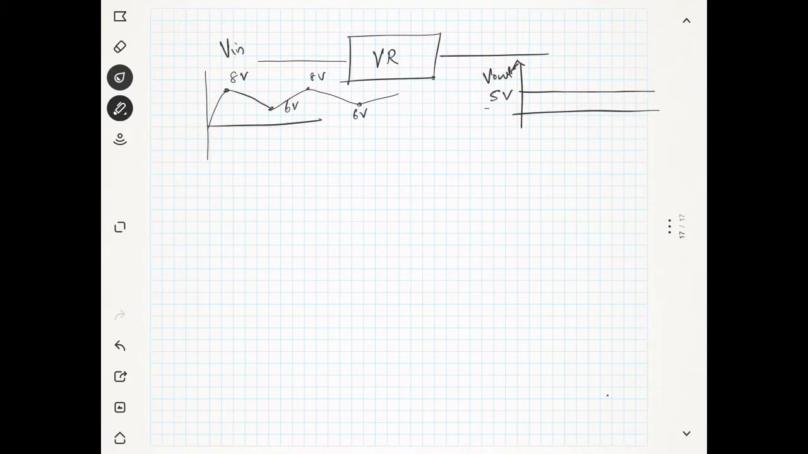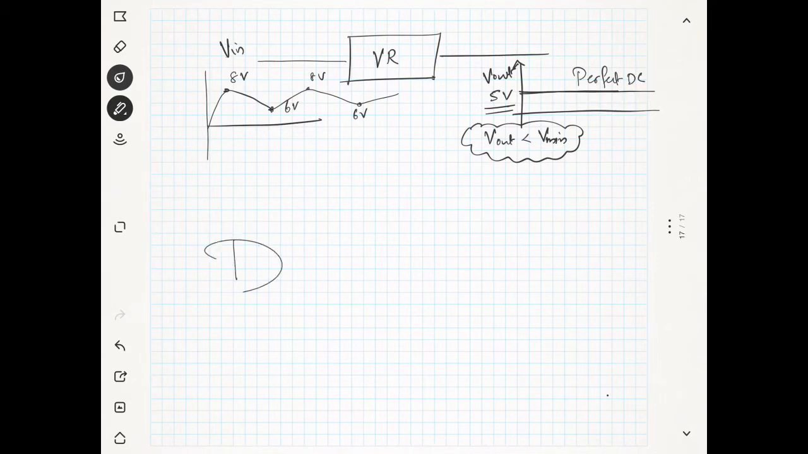Usually you will be fixing this output to be less than this minimum. That means your V out will always be less than your V minimum. You should satisfy this condition, otherwise there will be fluctuation. So you can maintain a voltage which is less than this V minimum, and you can make it constant, as a perfect DC. So this is one of the important applications of the voltage regulator.